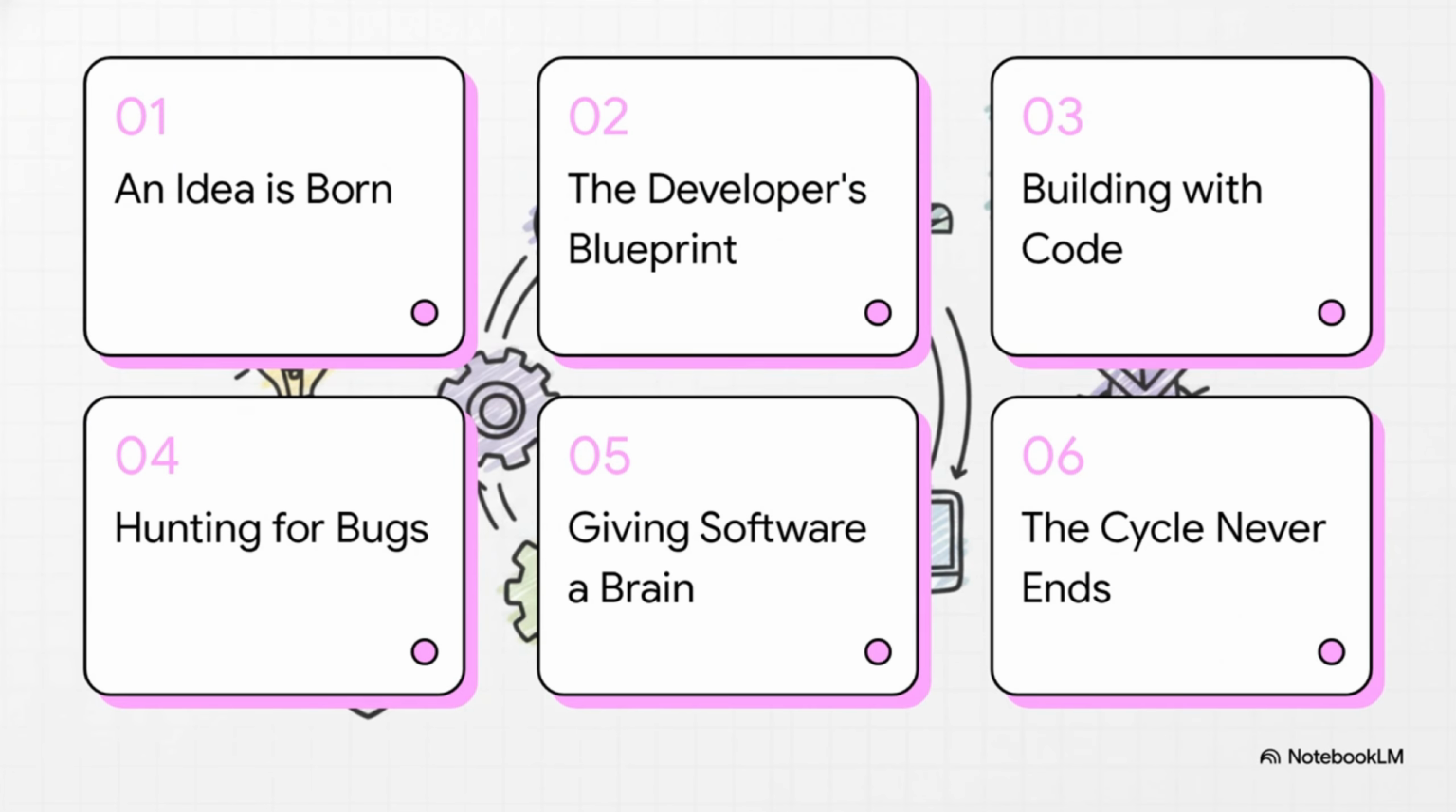Okay, so here's our game plan. We're going to start with how an idea is even born. Then we'll look at the developer's blueprint for making it real. After that, we dive into how it's built with code, how we hunt down those pesky digital bugs, and even how some software gets a brain. And finally, we'll see why this whole process never really stops.